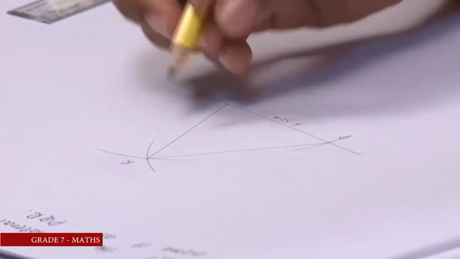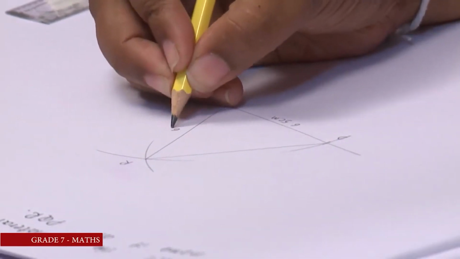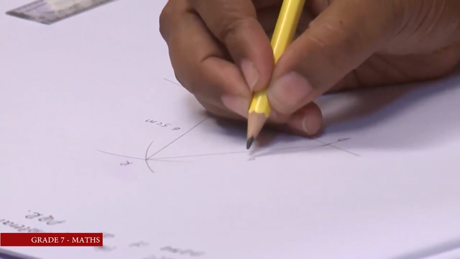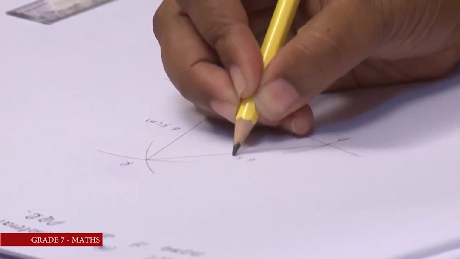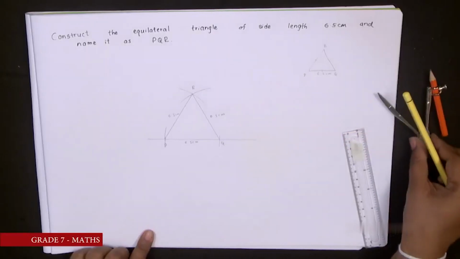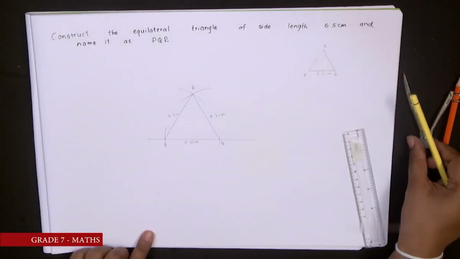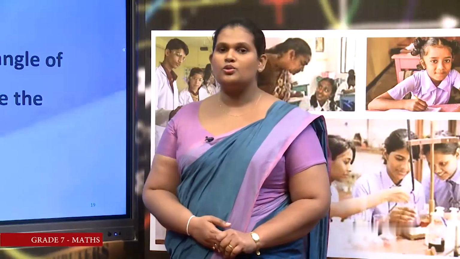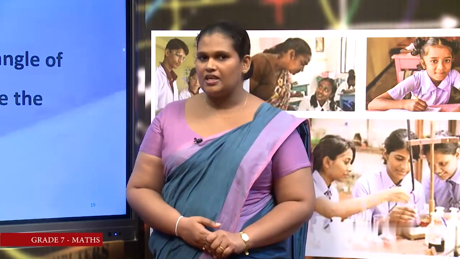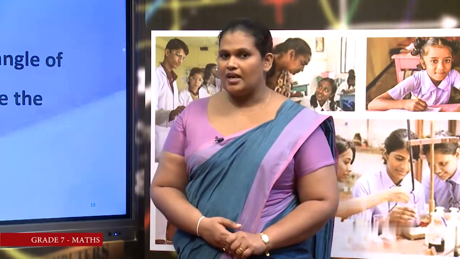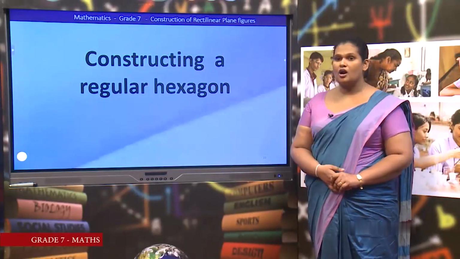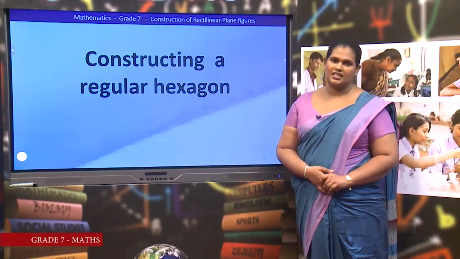I will write their length also. This is 6.5 centimeters. PR is also 6.5 centimeters. Now, we have completely constructed the equilateral triangle PQR. Right. That is how to construct an equilateral triangle. Right. Now, we will move on to the construction of a regular hexagon.